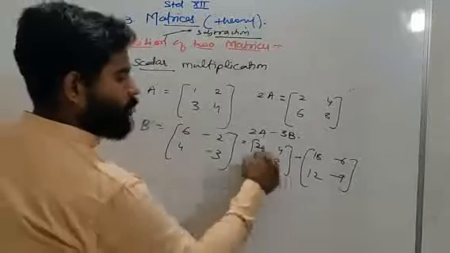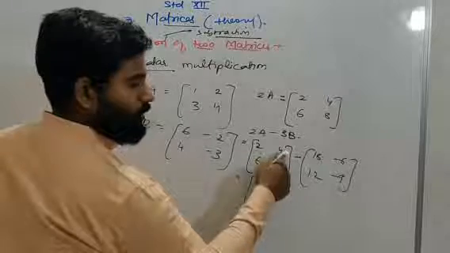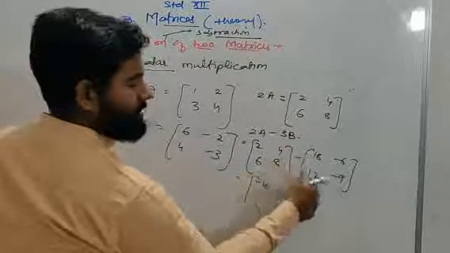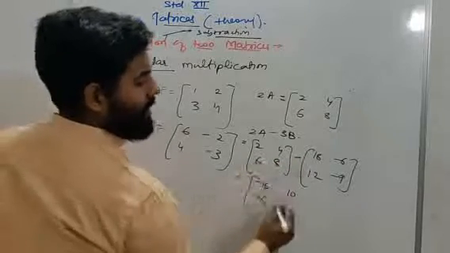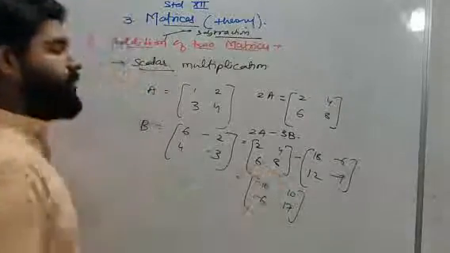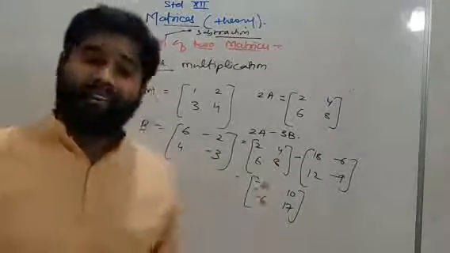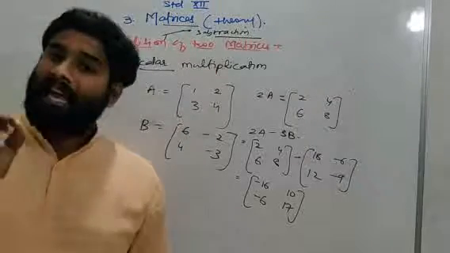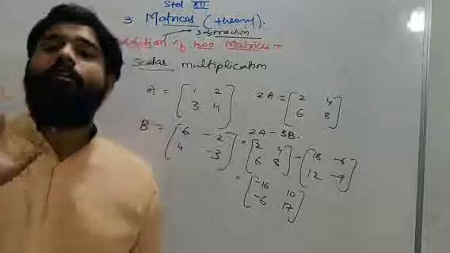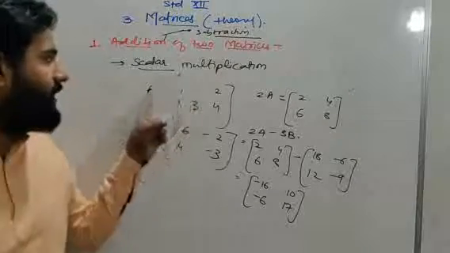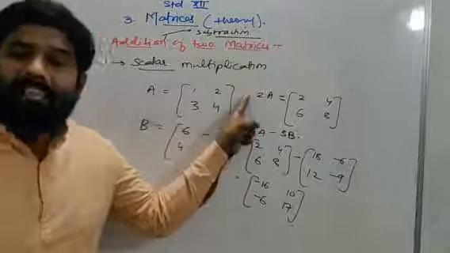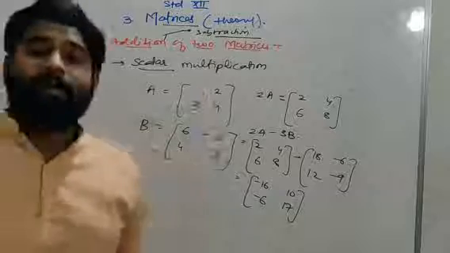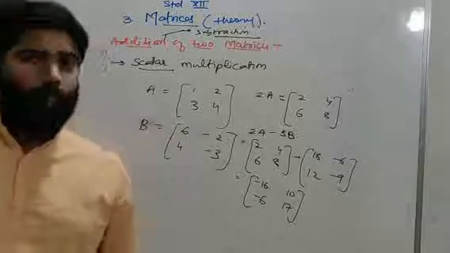It is going to be 2 minus 18, so minus 16. 4 minus 6, so it will become 10, 4 plus 6, 6 minus 12, minus 6, and 8 minus 9, that is 17. That is your answer for 2A minus 3B. That is called scalar multiplication. Make sure that for scalar multiplication, each and every element of the matrix is multiplied with that particular constant number, right? That is all about scalar multiplication. Okay, note it down please.